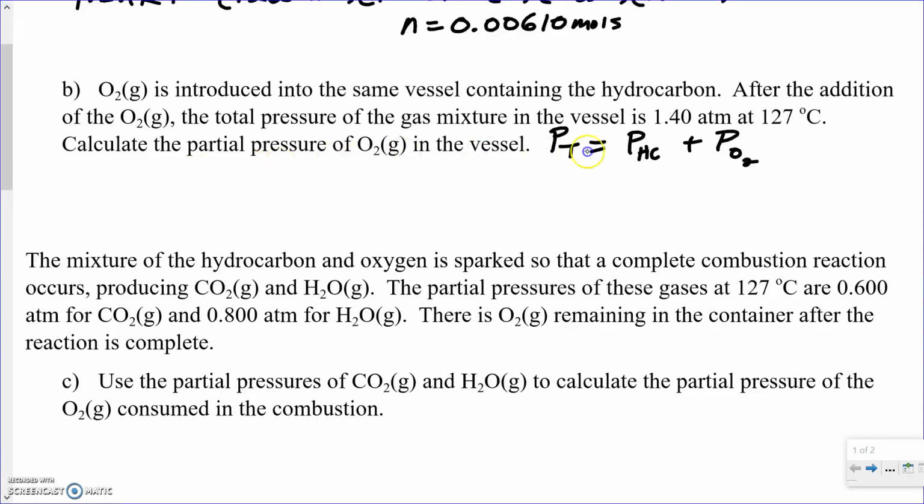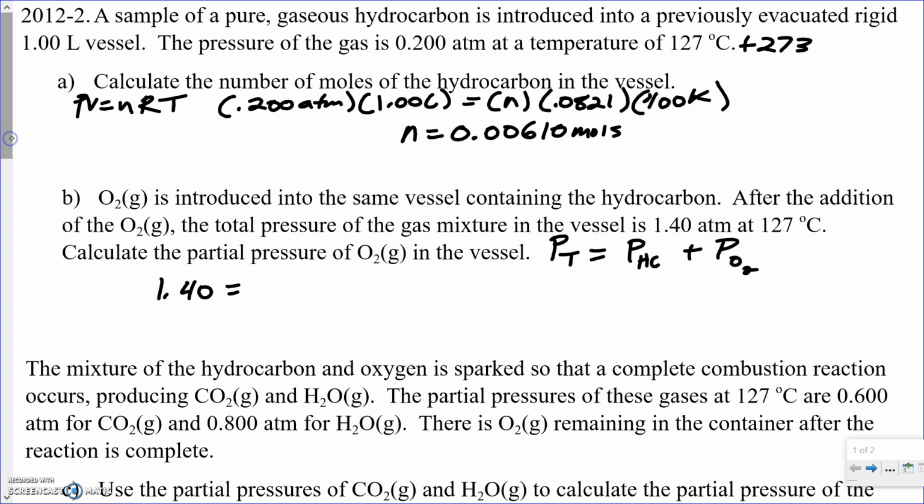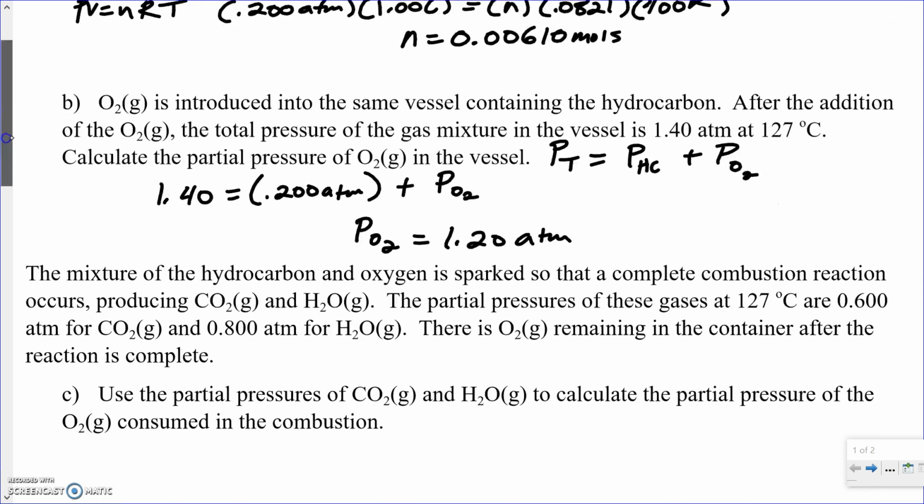So let's see what we know. We're told that the total pressure in the container is 1.40. If we go back up to the original prompt, we're told the pressure of the hydrocarbon is 0.200 atms. And that hasn't changed because we're still dealing with the same temperature. And that's going to be added to the pressure of the oxygen. And what we end up getting is the pressure of the oxygen is going to be equal to 1.40 minus 0.2, so 1.20 atms for our oxygen in the mixture. Okay, so again, pretty straightforward.